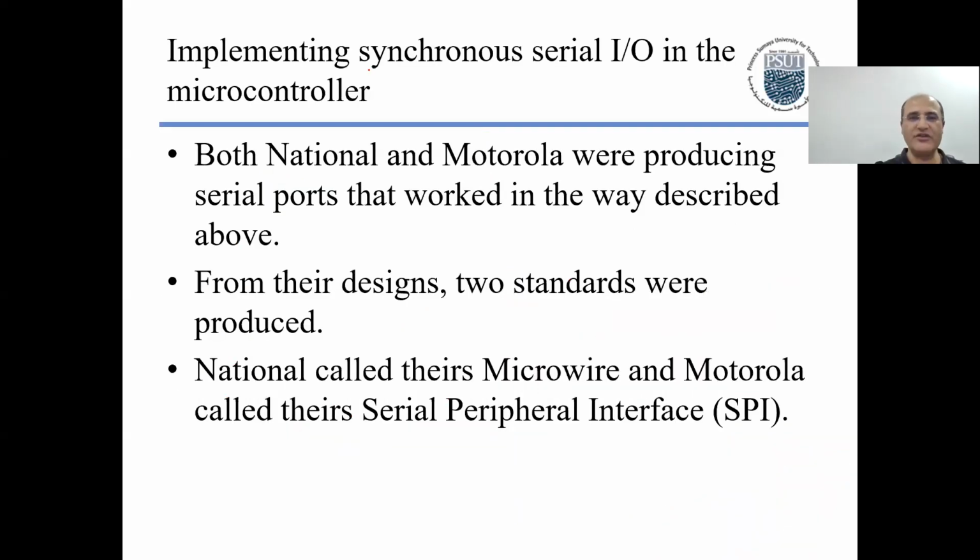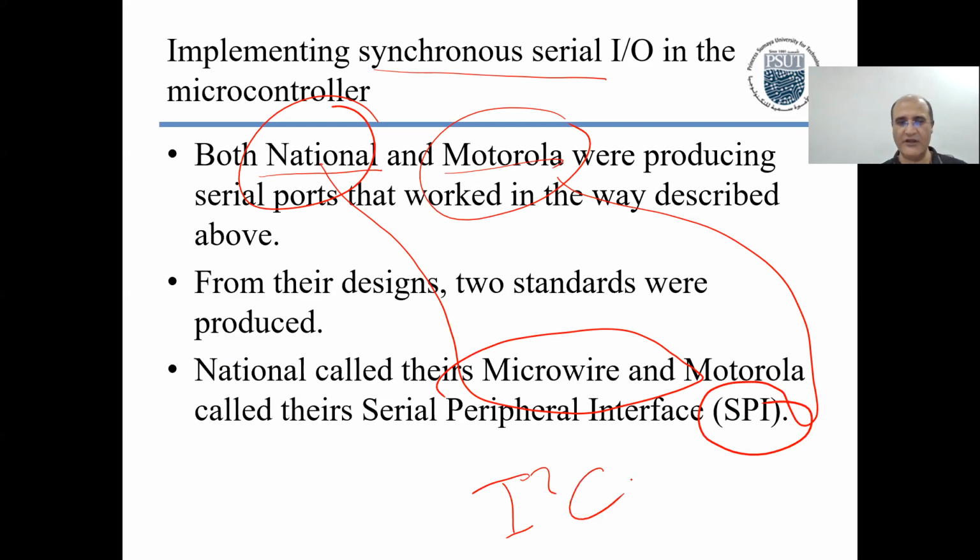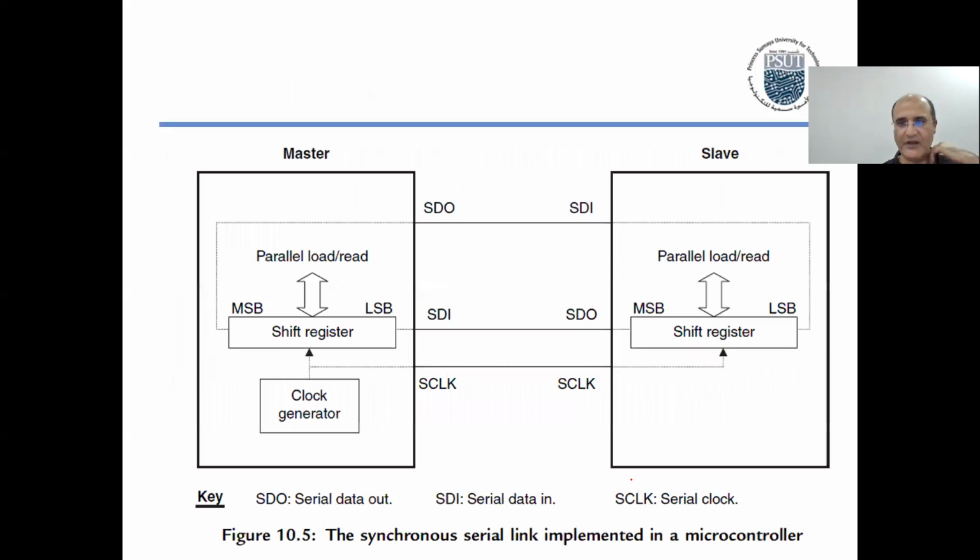So we mentioned synchronous serial communication. Two famous companies, National Instruments and Motorola, both invented a protocol. Motorola called it SPI, Serial Peripheral Interface. National Instruments called it Microwire. These are famous. Another one is I2C, also a well-known protocol used in synchronous serial communication.